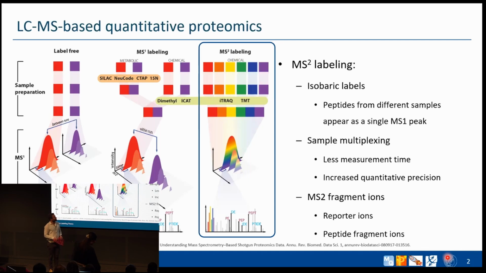This brings the big advantage that you can do multiplexing. Up to 18 samples can be measured together within one run. So compared to label-free, that saves a lot of instrument time.